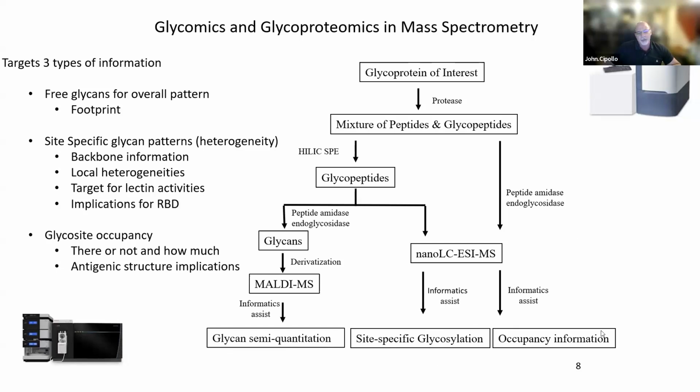And then occupancy. Not every N-glycosylation site is 100% occupied, so it will make a difference what the percentage of occupancy at that site is. So those are the three prongs, and these are ways to get there. This is less complex, but you can see the general paradigm.